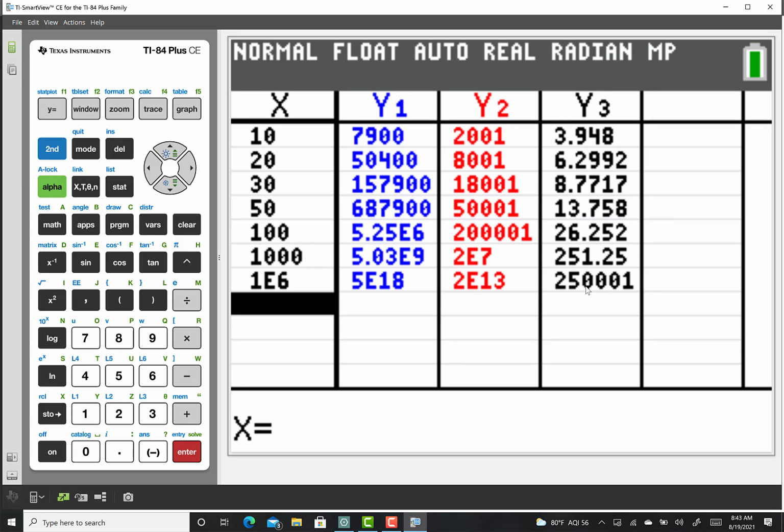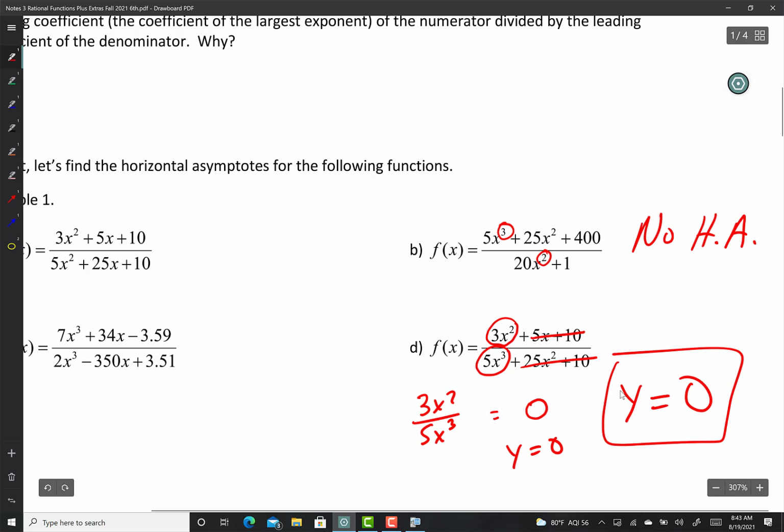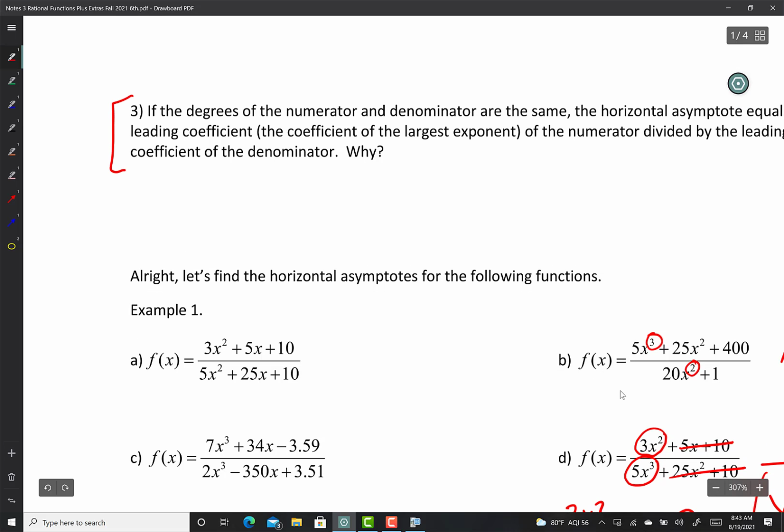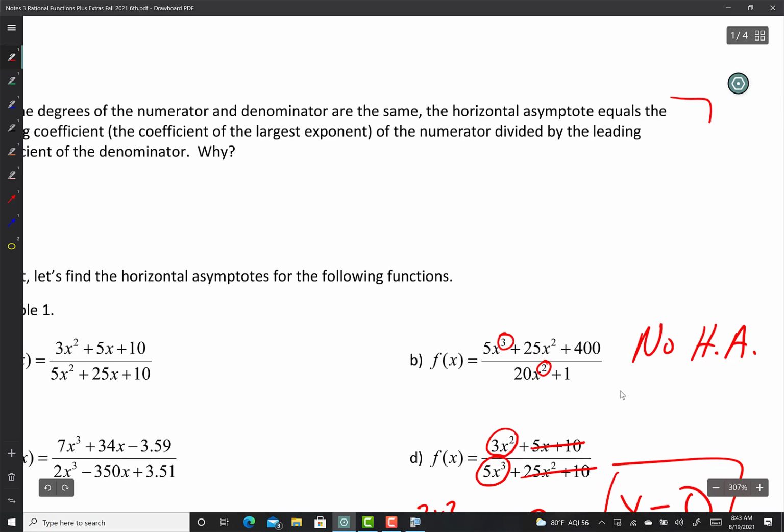Does that make sense? Okay, so let's try really hard not to be robots, because there's a reason why all these things are happening. So that's why letter B has no horizontal asymptote. Finally, go ahead and read the third one, and then in about a minute we'll tackle it.